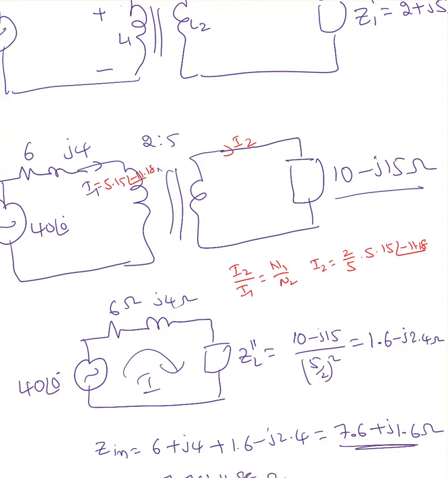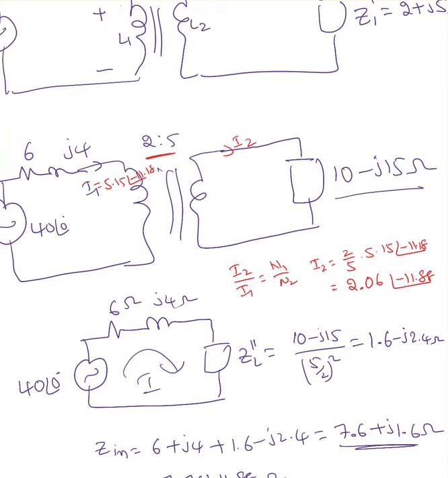Okay, so this current I2, I end up with 2.06 at an angle of negative 11.88. Now you can see 2:5. It's a step-up transformer. So primary has 2 turns, secondary has 5 turns. Not exactly 5. If primary has 2 turns, then secondary will have 5 turns. If primary has 20, then this will be 50. So it's a step-up transformer.